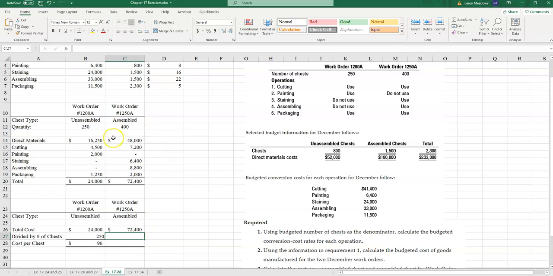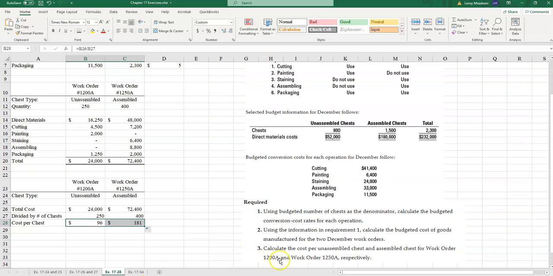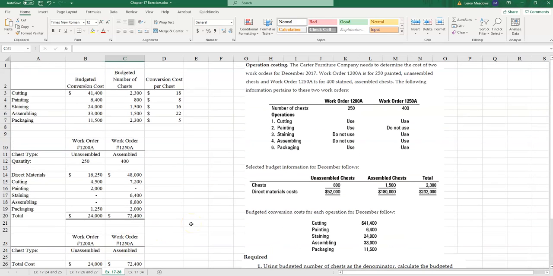And how many chests are in that work order? 400. So when I divide that out, the total cost associated with work order 1250A is $72,400 divided by the 400 units in that work order, and we have our total cost per assembled chest of $181. And that is our requirement for 3, calculate the cost per unassembled chest and the assembled chest for the respective work orders. So this is an example of operation costing.